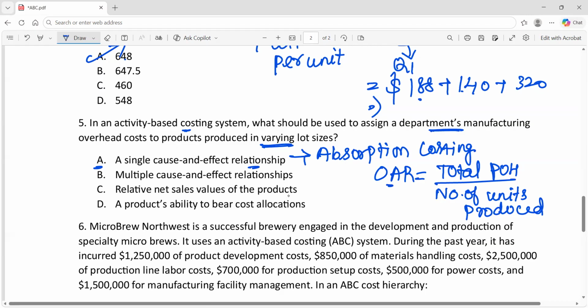So what is the cause and what is the effect here? The number of units produced is the cause. This is causing the cost to increase or decrease, which means if you produce more units, your production overhead will increase. This is the effect. If you decrease the number of units produced, your cost will decrease. So there is a single cause and effect in case of absorption costing. But when we look at activity-based costing, we have multiple cause and effect relationships. Option B is the right answer. How do we say we have multiple cause and effect relationships?